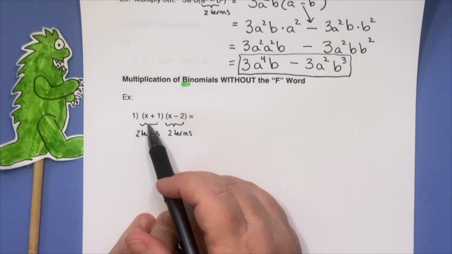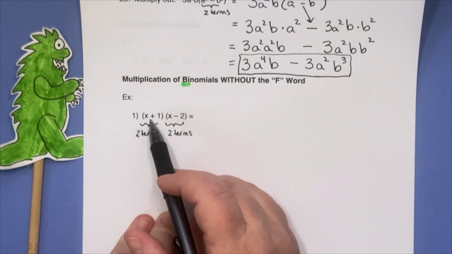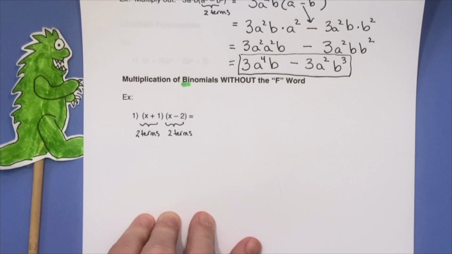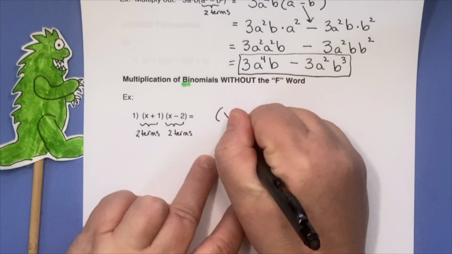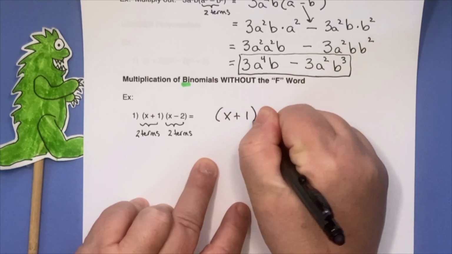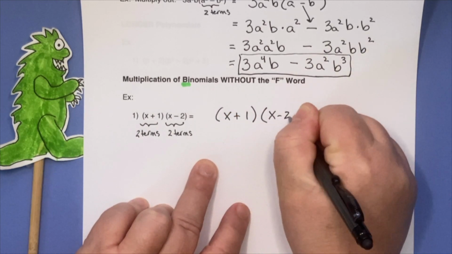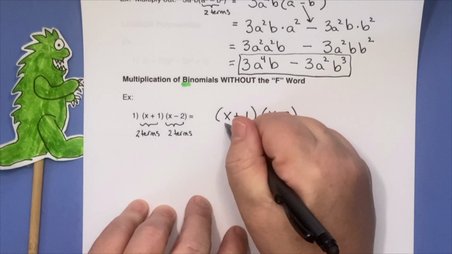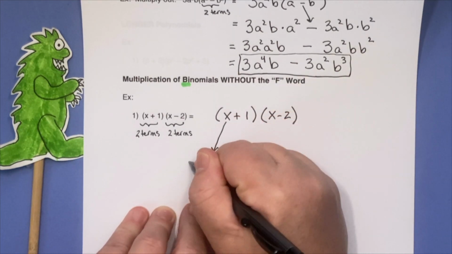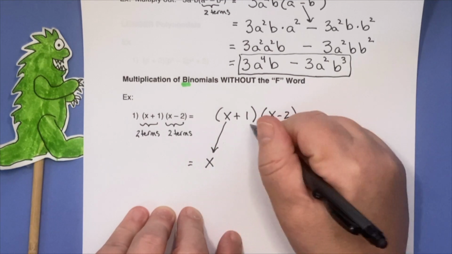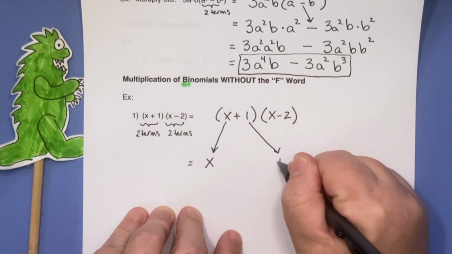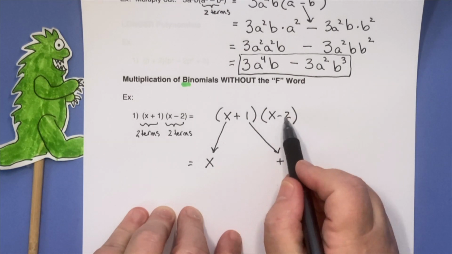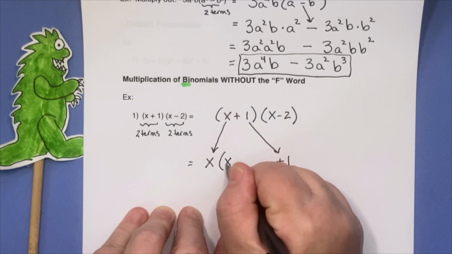So I'm going to choose which of these to break up. I choose to break up the first one. What does that mean? Well, let me write it out. x plus 1 times x minus 2. What I'm going to do is break up the x plus 1. First the x, and then the plus 1. So I've split it up. And then I'm going to give an x minus 2 to both of these.